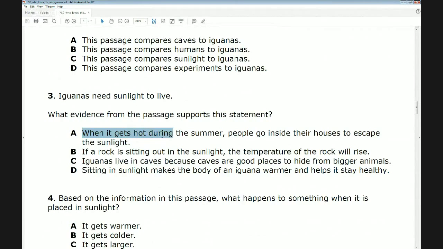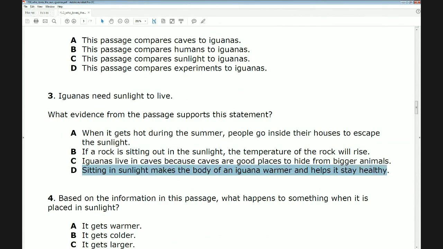It says, when it gets hot during the summer, people go inside their houses to escape the sunlight. That has nothing to do with iguanas, so that's not the answer. If a rock is sitting out in the sunlight, the temperature of the rock will rise. Has nothing to do with sunlight. So we've already crossed off two choices. Iguanas, this is a good sign, live in caves because caves are good places to hide from bigger animals. Really doesn't have anything to do with sunlight. And then, sitting in sunlight makes the body of an iguana warmer and helps it stay healthy. Ding, ding, ding! So this has to do with the story directly.